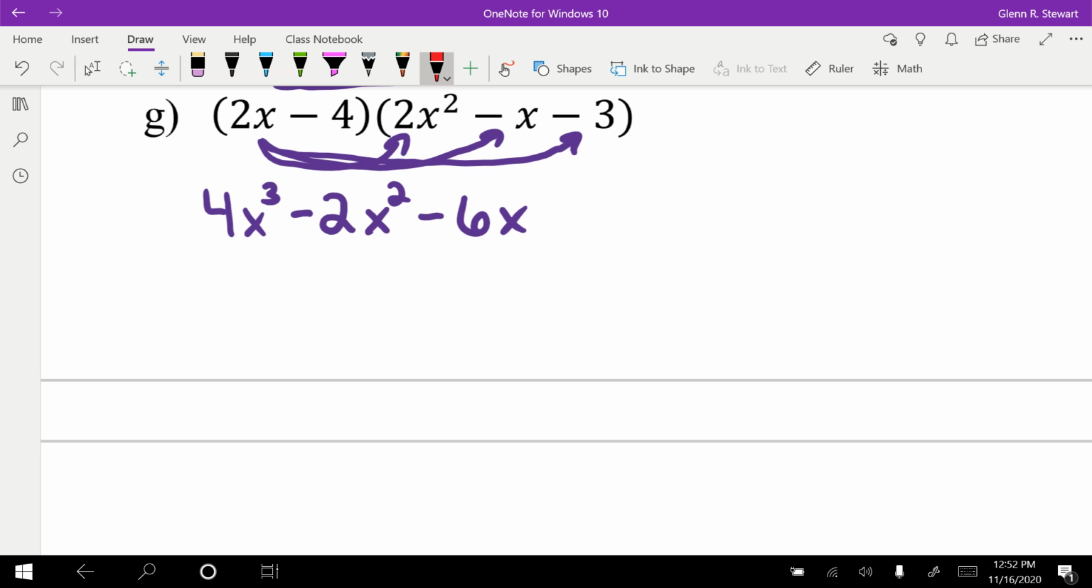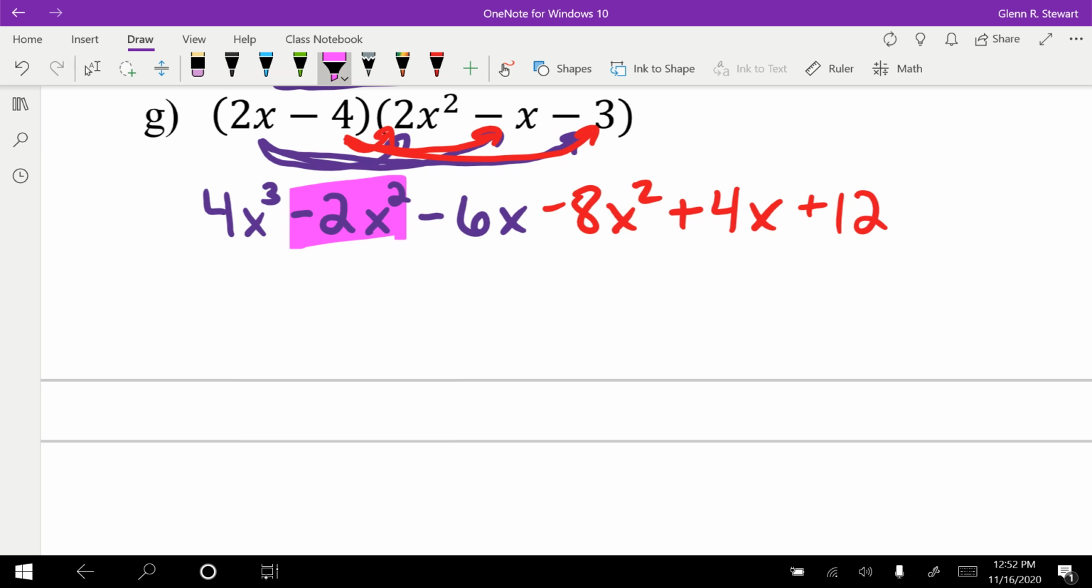Then we have to take our negative 4 and distribute it as well. So negative 4 times 2x squared gives us negative 8x squared. Negative 4 times negative x gives us positive 4x because two negatives create a positive. And 4 times x is 4x. And then negative 4 and negative 3. Two negatives again create a positive. 4 times 3 is 12.